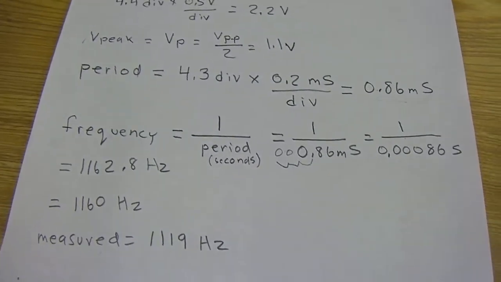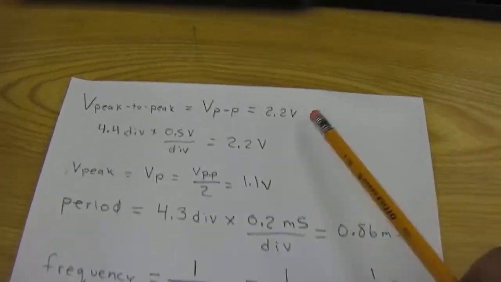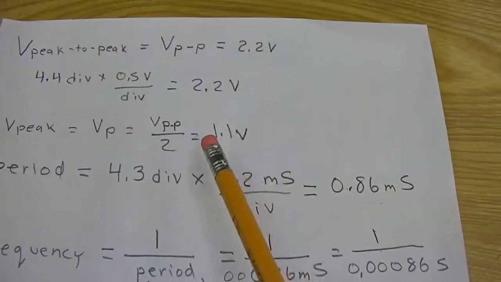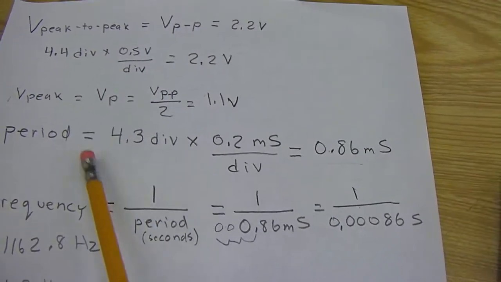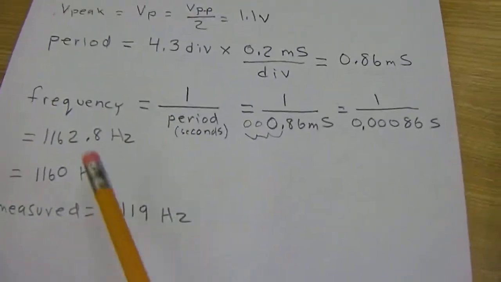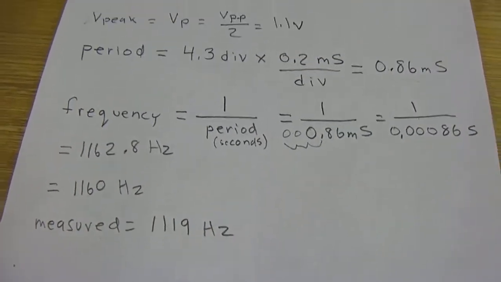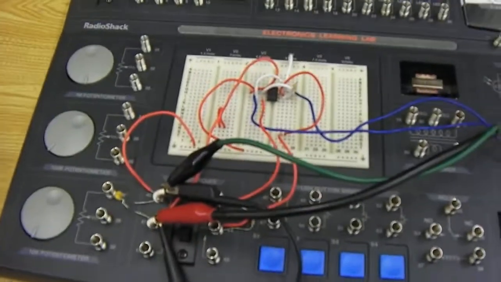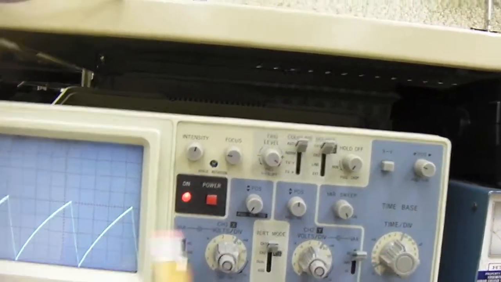All right, so we've done it. We've figured out the peak-to-peak voltage. We figured out the peak voltage. We've figured out the period, and we figured out the frequency of this waveform generated by this circuit here. And we've also seen how we can use the oscilloscope.